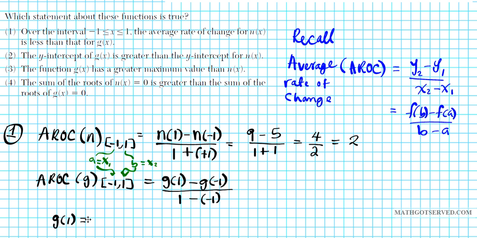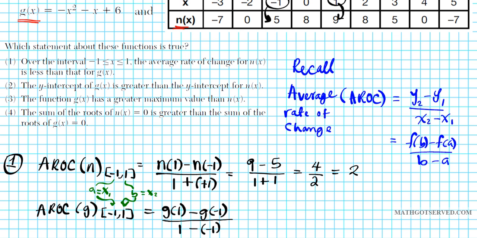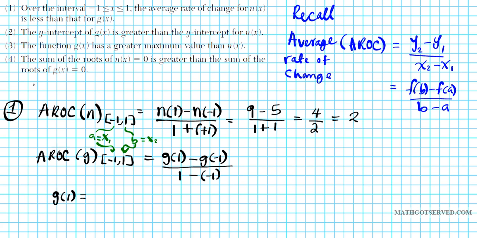G of 1 simply means what is the output when you set x equal to 1 in this function right here. Okay, so let's put that to the side. G of x is negative x squared minus x plus 6. Okay, so G of 1, I'm going to plug it into this function, is going to be negative 1 squared minus 1 plus 6. Okay, now let's work this out.